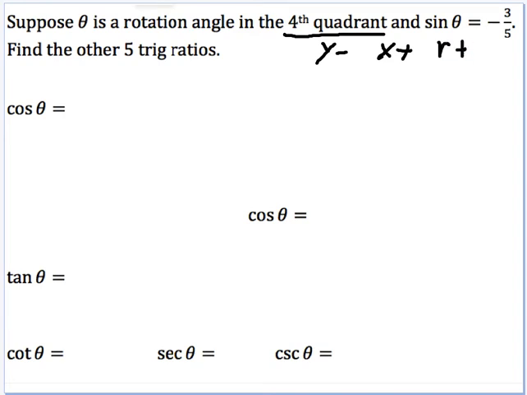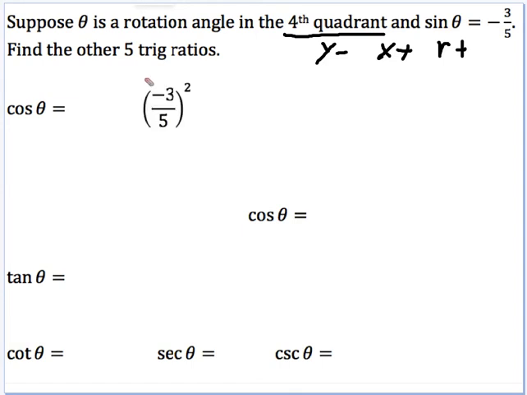Okay, we've solved problems like this a couple different ways. We know that y is -3 and r is 5 because of the sine ratio, and we need to find x. We could just find x using the Pythagorean formula, or we can use your Pythagorean identities to find what cosine theta is. And in this case, I'm just going to use the Pythagorean identity.